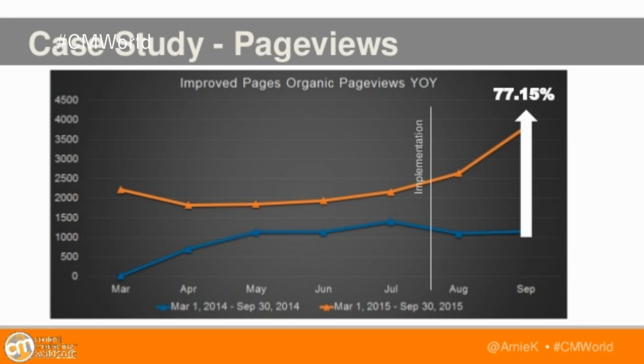So here's a different way of looking at that same data. The blue line is their results in 2014. The other line is results in 2015. That white vertical line is when they implemented the changes, and you can see the growth in organic took off fairly quickly. Again, just by changing and editing the content of 25 different pages.